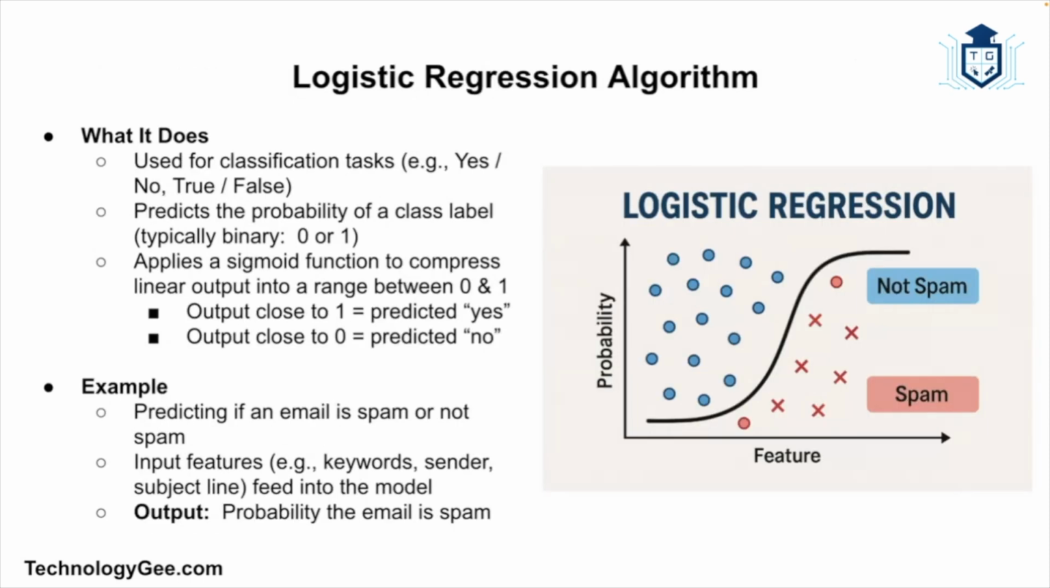Then we have what is called logistic regression. And this is used for classification problems like yes, no, or true or false outcomes. Now, unlike linear regression, logistic regression squeezes its output between 0 and 1 using something called the sigmoid function. So if the result is closer to 1, then it's likely going to produce an outcome of yes. If it's closer to 0, then it's going to be a no. In a real life example of how this is used, it can be used for predicting whether or not an email is spam or not spam.